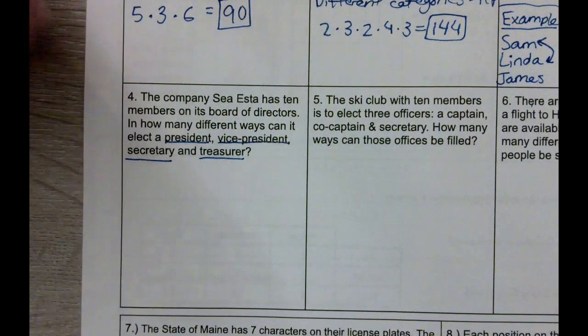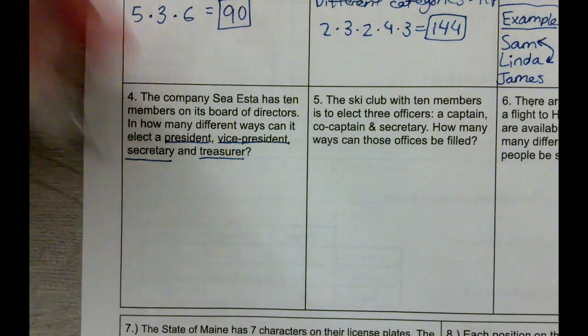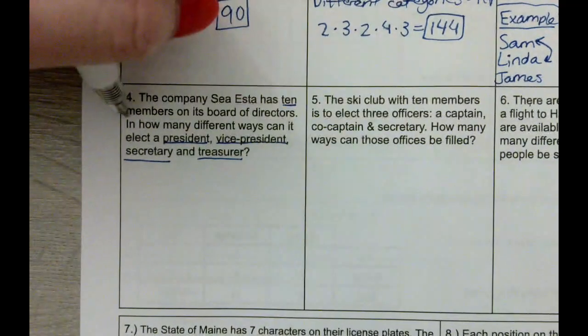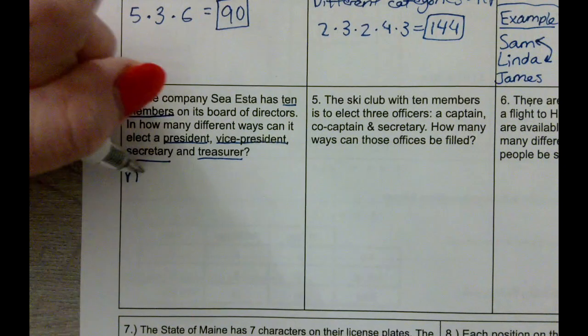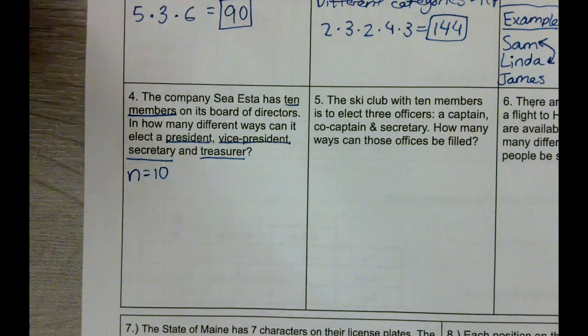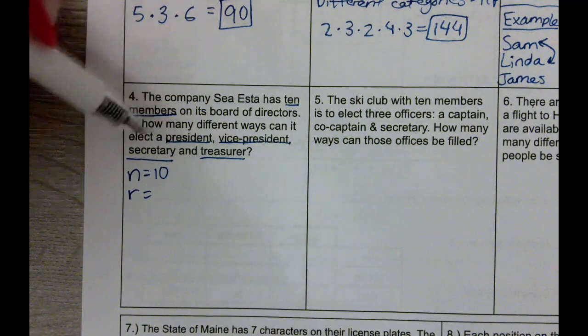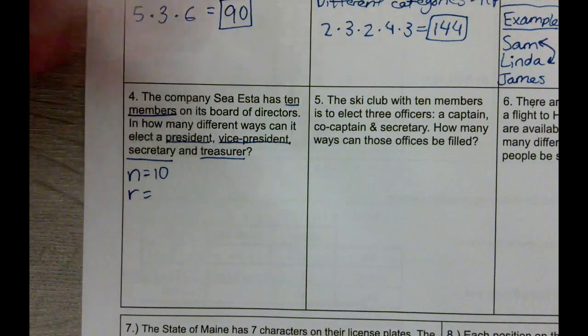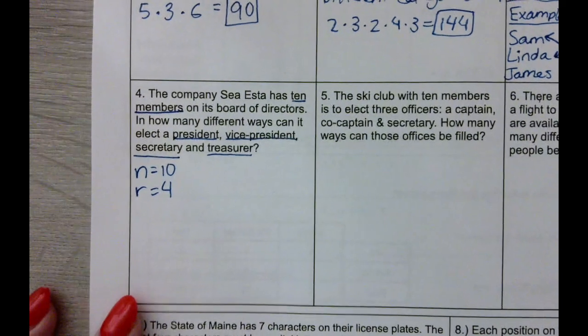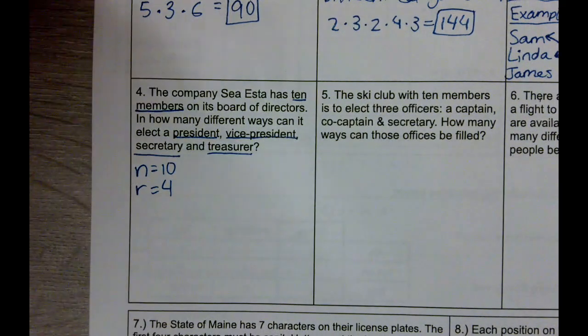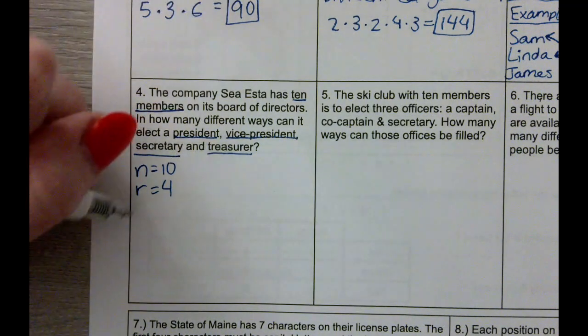Okay, so for this problem, there are 10 members to choose from. So that means our N is 10. And then they're electing 1, 2, 3, 4 positions. Make sure you keep count on that. I have students who will miscount that all the time. Okay, again, you can have your example.